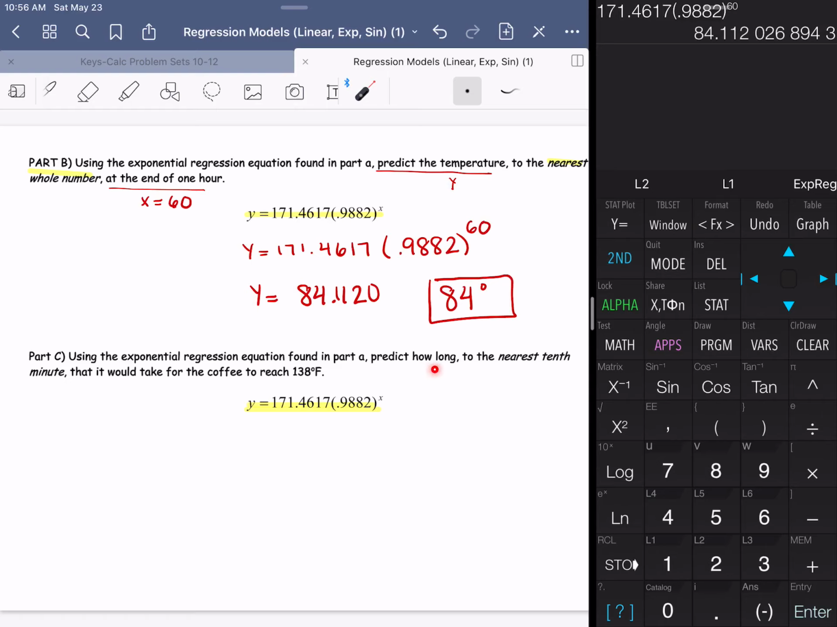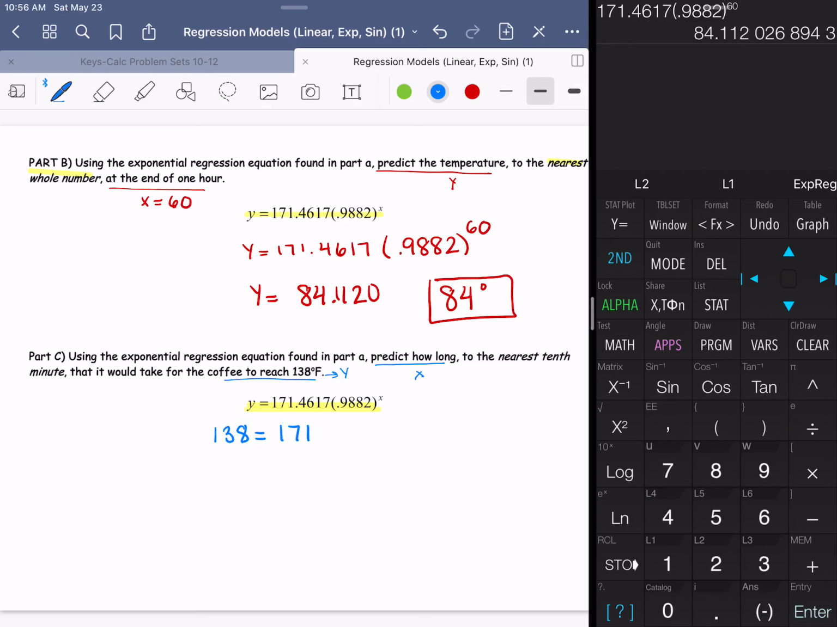Okay, part C says use the exponential regression equation found in part A, so the same equation, and predict how long. This time they want us to find the x value to the nearest tenth of a minute that would take the coffee to reach 138 degrees Fahrenheit, where the temperature is our y. So we're going to put the y in as 138. And we have 171.4617 times 0.9882 to the x power. And this should ring a bell.